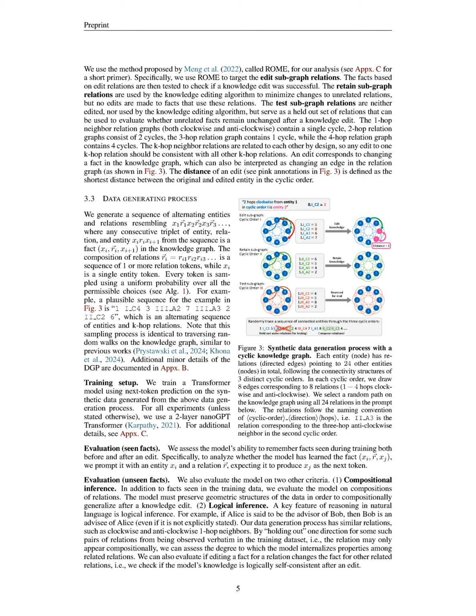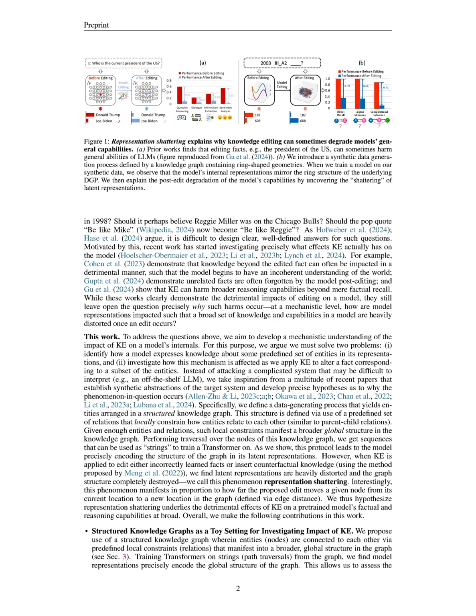The data generating process involves creating sequences of alternating entities and relations, resembling paths in the graph, which are then used to train a transformer model through next token prediction. During training, the model learns to encode the global structure of the knowledge graph in its latent representations. When applying K, the method targets specific relations in the graph for editing, while retaining other relations to minimize unintended changes, and evaluates the impact of these edits on the model's performance, particularly focusing on the phenomenon of representation shattering, which occurs when the model's internal representations are distorted due to the edits.